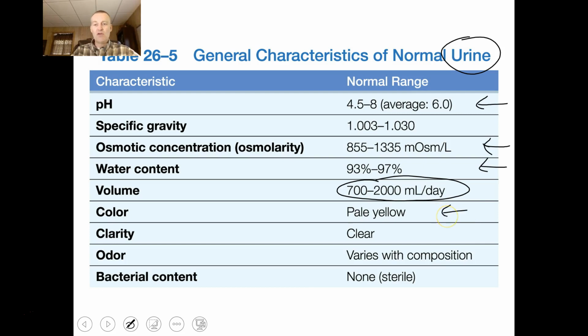It has a yellow coloration. That's due to the breakdown products of red blood cells. You do absorb some of the breakdown pigments of red blood cells that are found in bile back into the bloodstream, and it is excreted out as urobilinogen. It's typically clear, and that depends on how much water you're drinking. Typically, the odor will vary based on if you're taking vitamins or have disease states, and the bacterial content will be 0. It should be sterile. Urine should be sterile unless you have a urinary tract infection.